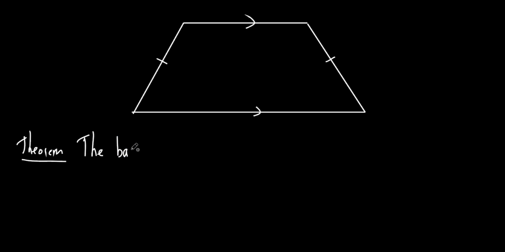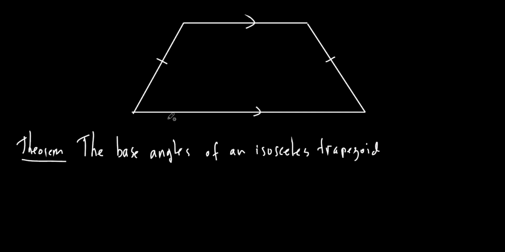The base angles of an isosceles trapezoid. What do you think? We just discussed it a second ago. So what's true about the base angles? They're equal. That's good. The book uses congruent. That's fine. It's probably preferred, but I like to say equal sometimes. And there you go. So there's your theorem. The base angles of an isosceles trapezoid are congruent.